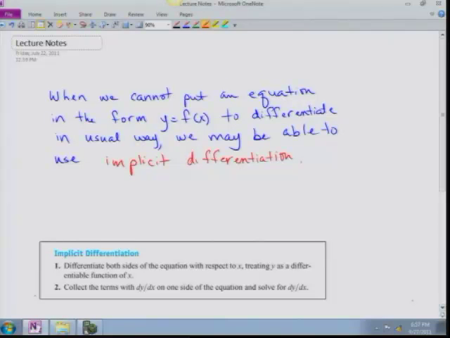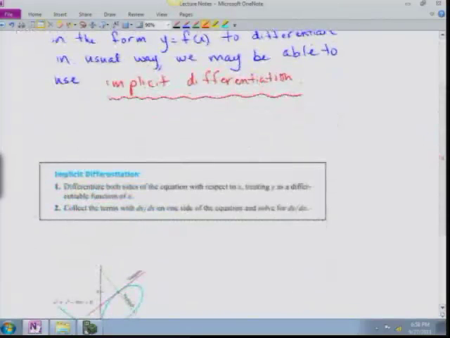All right. So everything that we've taken the derivative of so far has been in a y equals format. So now we need a method in case it's not in the form y equals. Okay? So what we're going to use is what's called implicit differentiation. Okay? And here's the rules. You're going to differentiate both sides of the equation with respect to x, but you're going to treat y as a differentiable function of x.